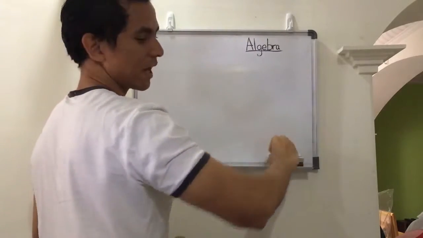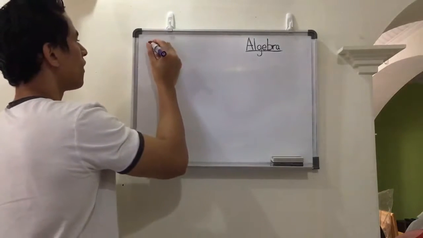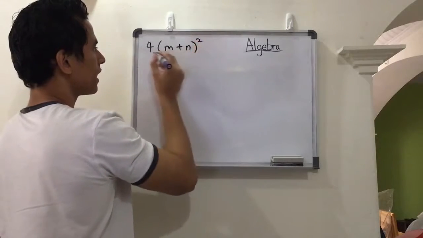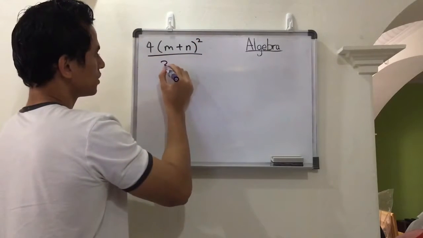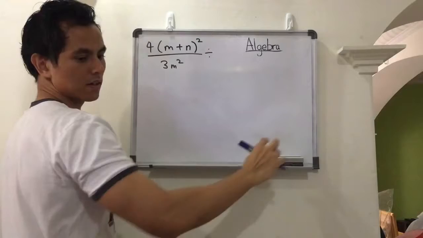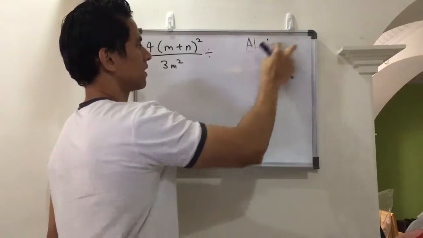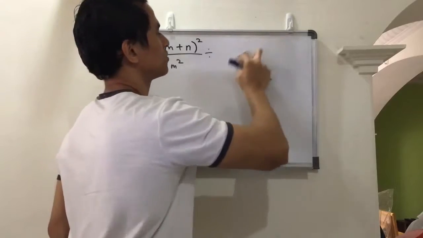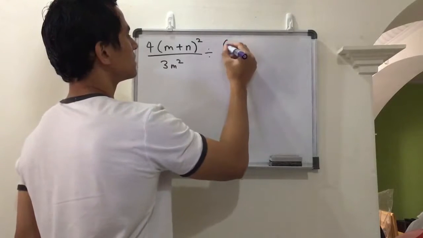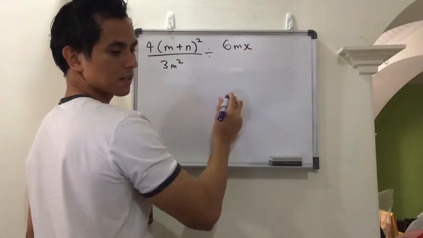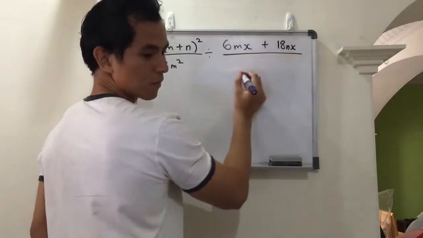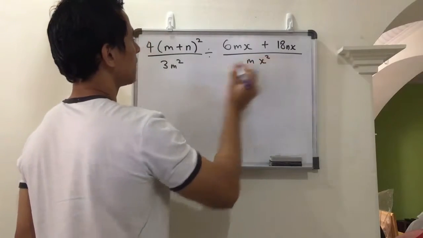Okay, suppose we have this question now. 4(m plus n) squared over 3m squared, and this gets divided by, okay, let me just erase this since I need more space for this question. So divided by 6mx plus 18nx over mx squared. Okay.